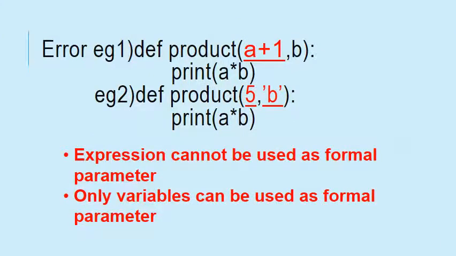In the first example, the formal parameter is given as an expression, a plus 1. It is illegal. You are not supposed to use an expression as a formal parameter. In the second example, 5 and b are given. Both are literals. That means they are constants. You will not be able to change their values.